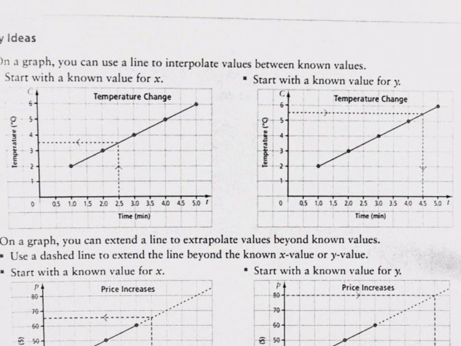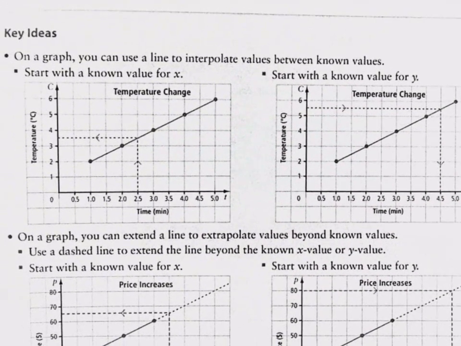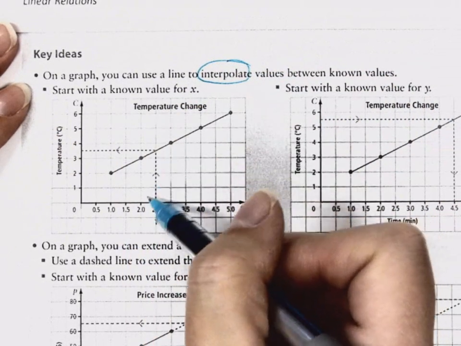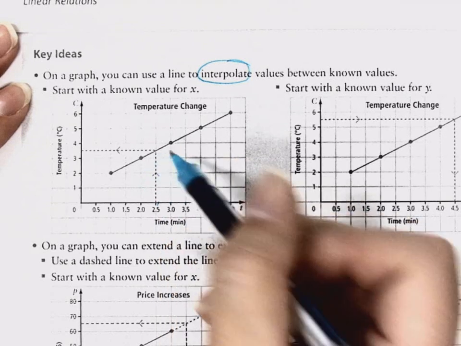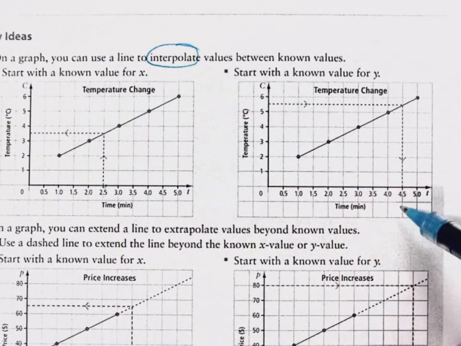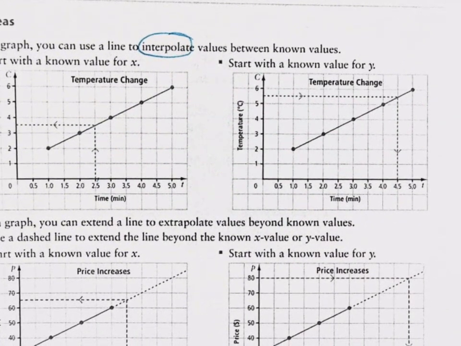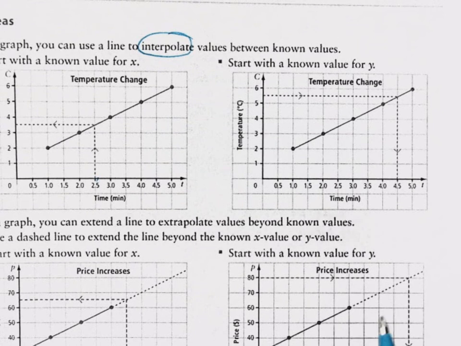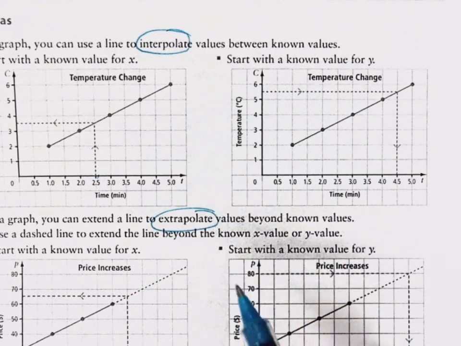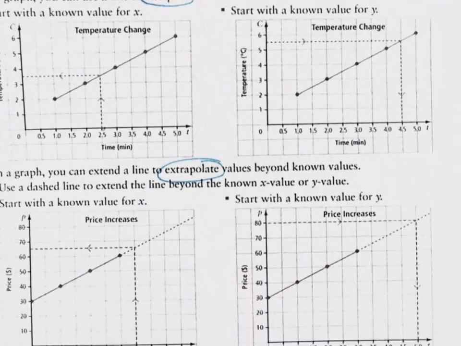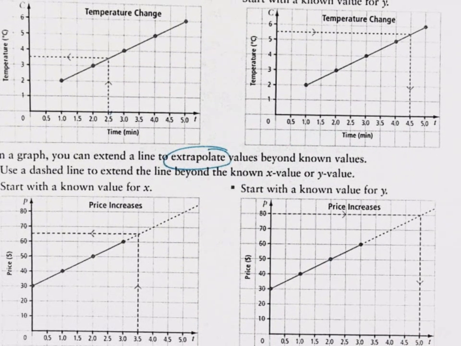All right, here we go. On a graph, you can use a line to interpolate values between the unknown points. Okay, this is just kind of a summary of what we're doing. So interpolate means we're on the graph, right? We're doing an estimate between data points we know. Super easy. I think to interpolate is easier than to extrapolate. And then once you extrapolate, sometimes you have to extend that line. Sometimes you have to extend both the lines that you might need. So that's what you're going to be doing.